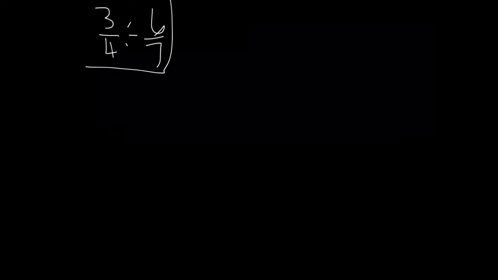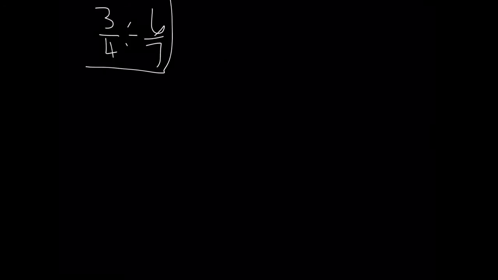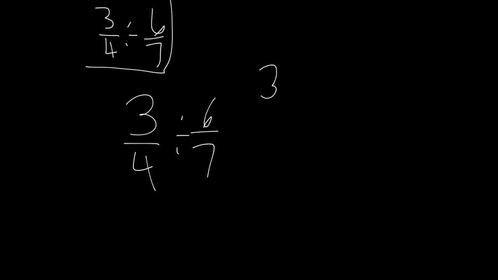First thing you need to do is set up the problem. 3/4 divided by 6 over 7. Alright, so first thing you do is do the steps. So 3/4. You're going to change it to multiplication times, and you're going to put the reciprocal of 6 over 7, which is 7 over 6.